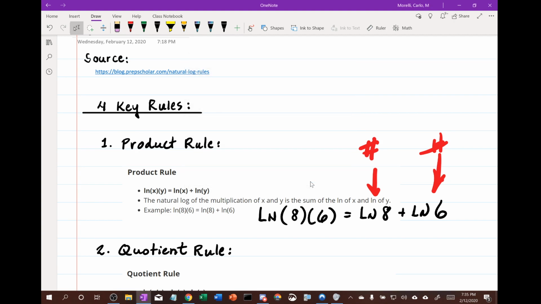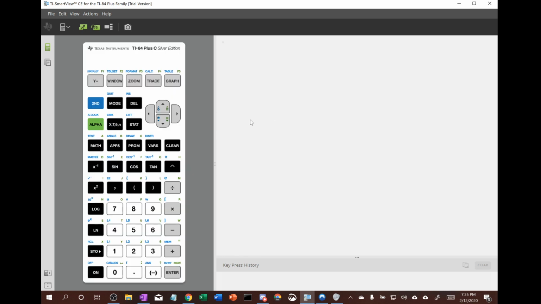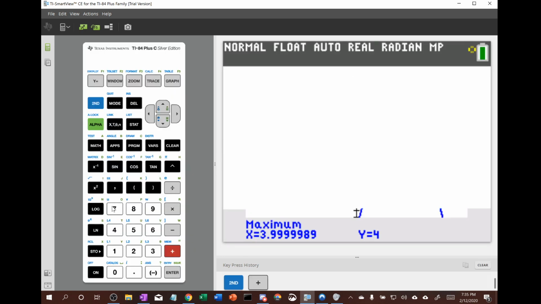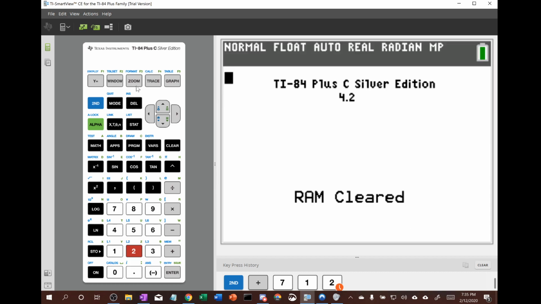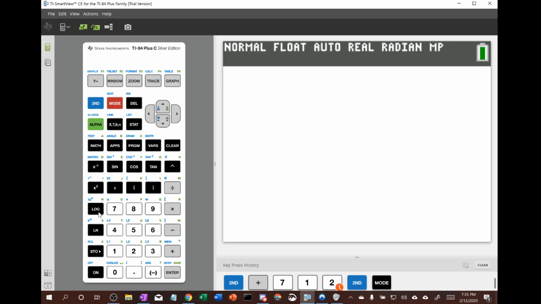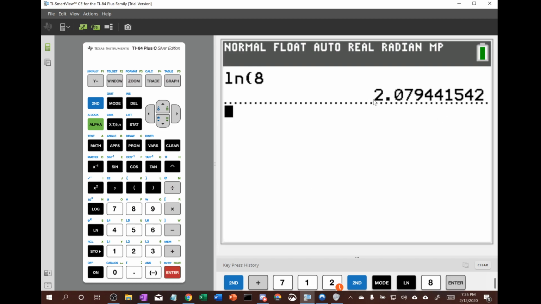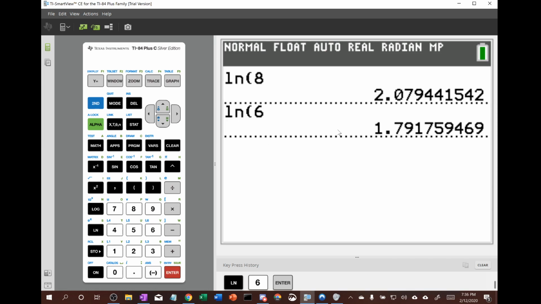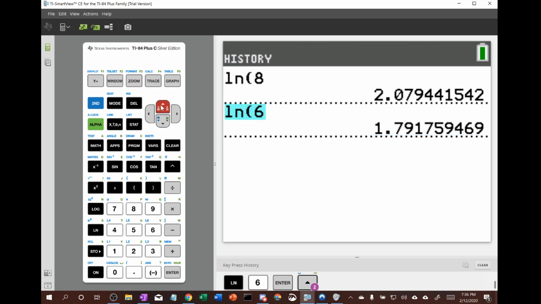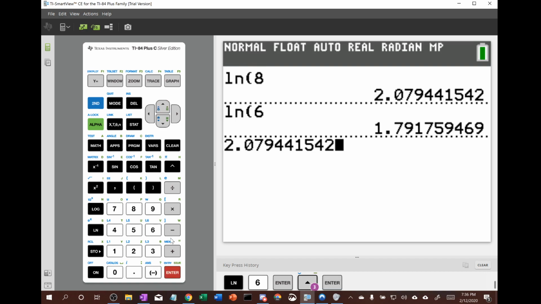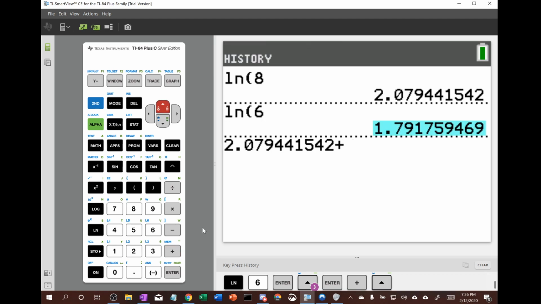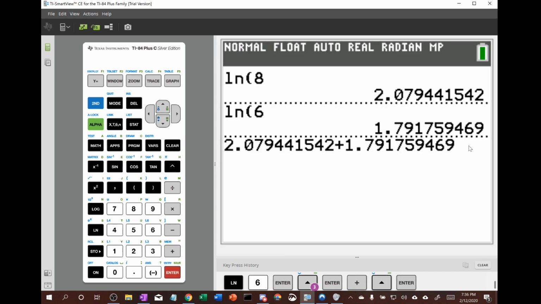Here we go. And I'll clear the memory here. Second plus 7, 1, 2. Okay, so we'll go home. And we're going to type ln 8 and hit enter, and we get 2.07, whatever. And then ln of 6, you just hit ln 6, enter. All right, so we're going to add these together, right? We're going to add that to this. And this is the ln of 8 plus the ln of 6. It's all happening here. And so it's about 3.8, okay?